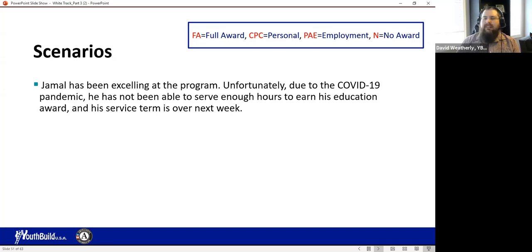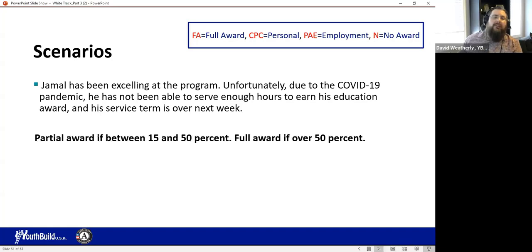Gary with an excellent suggestion to call Lauren, for she is wise and knowledgeable on these matters. I believe we have enough responses to move forward. A partial award if between 15 and 50%, and a full award if over 50%. This is a good example of a current change in different circumstances.